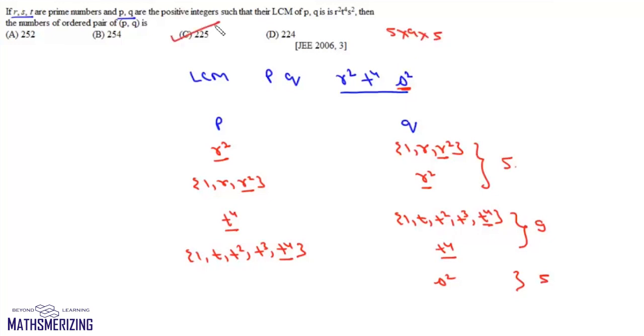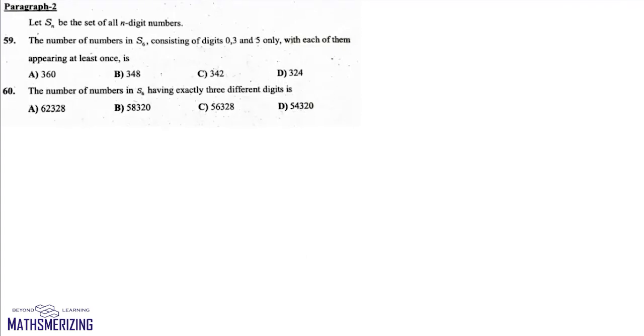That's your option C. Now here the question is, let Sn be the set of all n-digit numbers. The number of numbers in S6 consisting of digits 0, 3 and 5 only, with each of them appearing at least once, is. Now we'll solve this question using inclusion exclusion. So first we'll find the total number of 6-digit numbers that can be formed using these 3 digits. So it is a 6-digit number.